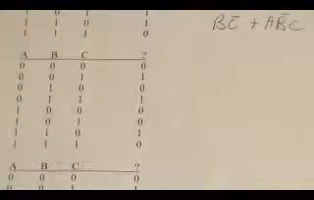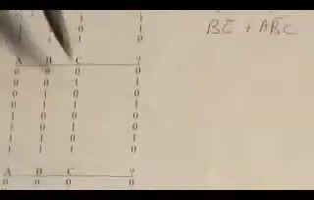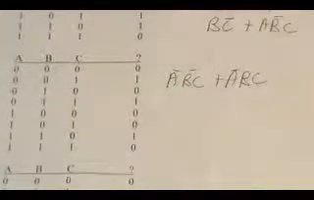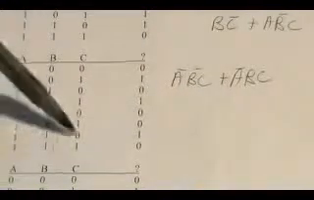Moving on to the second equation. The second equation, I look at where there's 1s, here, here, and here. I ask myself, how can this setting create that 1? Not A, not B, C. Next, 0, 1, 1: not A, B, C. And then my final, 1, 1, 0: A, B, not C. So the equation is not A, not B, C, plus not A, B, C, plus A, B, not C.